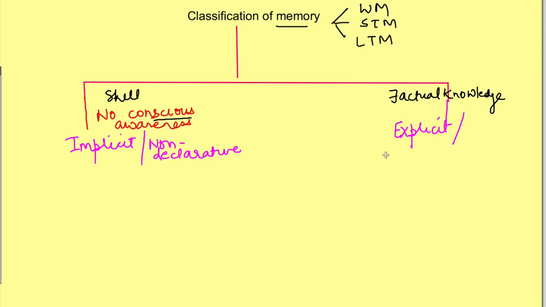On the other hand, explicit memory is also known as declarative memory, and it is for factual knowledge of people and places and meaning of things.